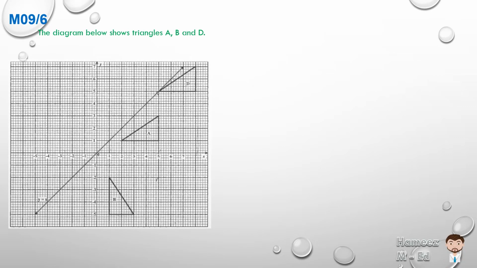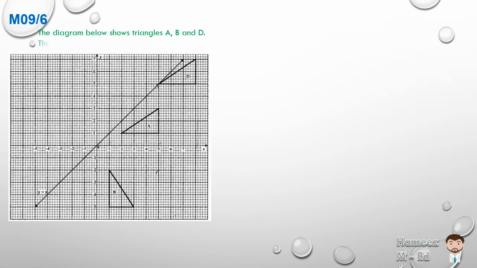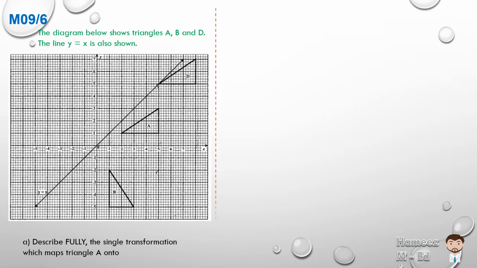May 2009, number 6. The diagram below shows triangles A, B, and D. The line y equal to x is also shown. Part A. Describe fully the single transformation which maps triangle A onto triangle D.